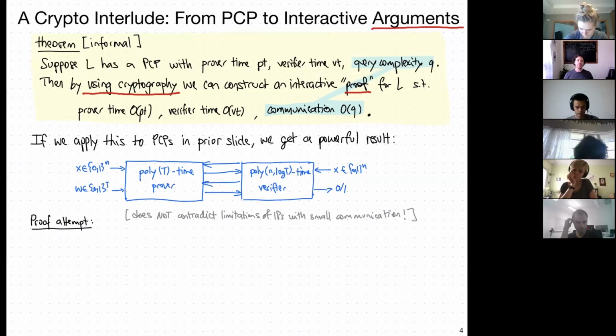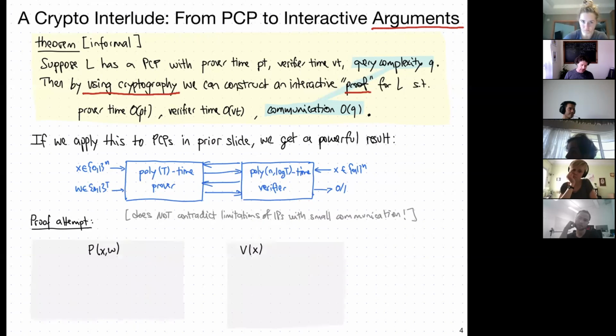Assuming you don't know Kilian's protocol, does anyone have a suggestion of how we can take a PCP and make it an interactive protocol? Anyone want to suggest an attempt? Please be as naive as possible. Commit to the whole thing and then just decommit whatever the verifier queries.